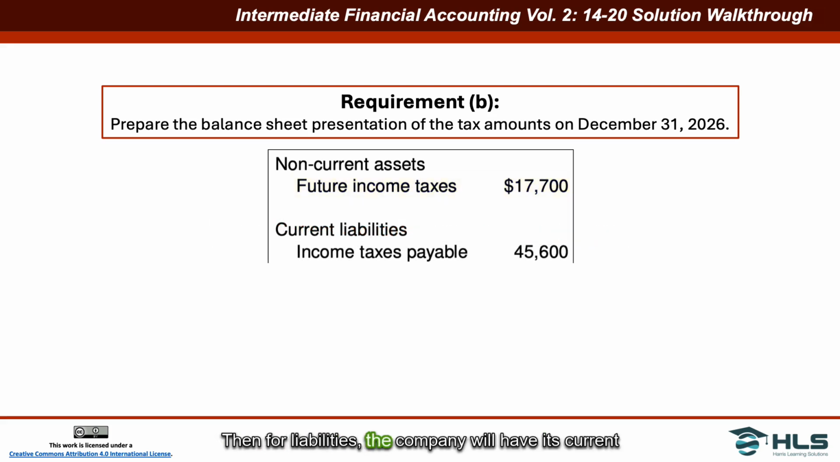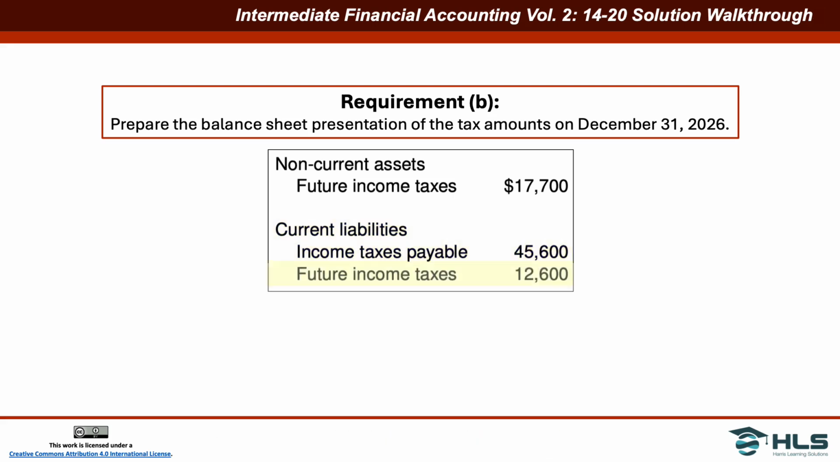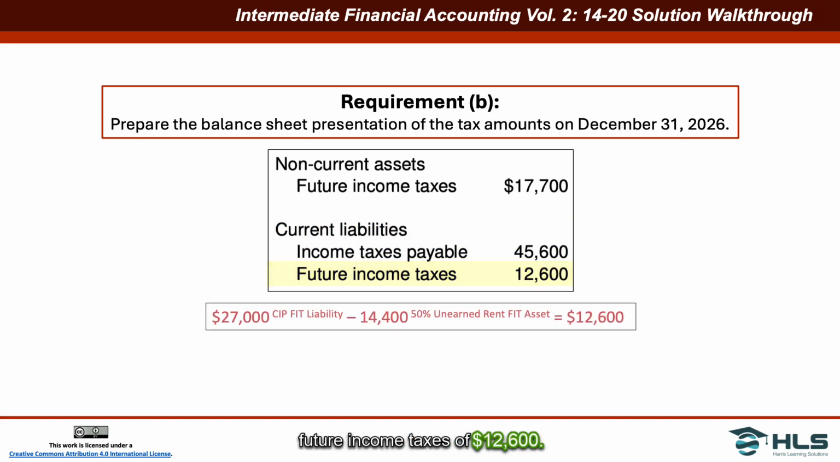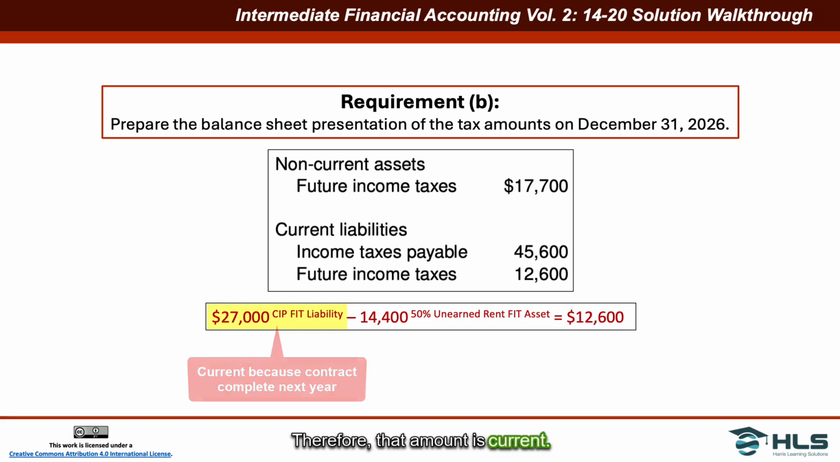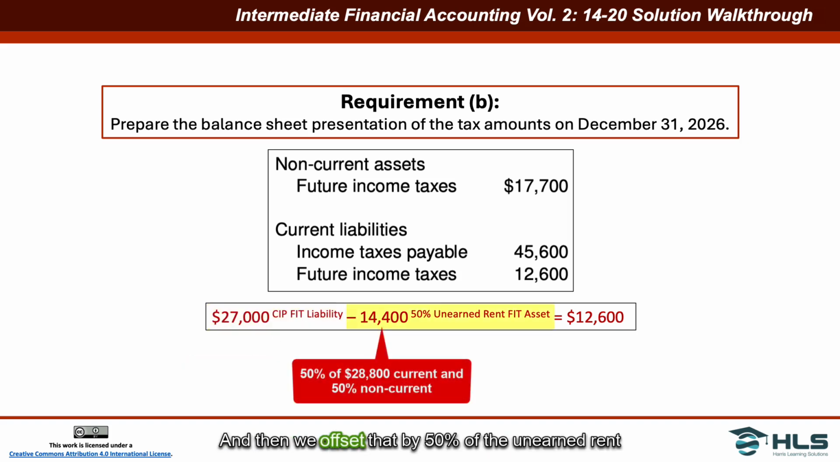Then for liabilities, the company will have its current income taxes payable of $45,600, and that comes from our reconciliation from accounting to taxable income, and that was in the first step. And then the company will have current liabilities for future income taxes of $12,600. And that's comprised of the $27,000 future tax liability related to the construction in progress, which will be completed next year. Therefore, that amount is current. And then we offset that by 50% of the unearned rent future tax asset, which was $28,800. 50% of that is $14,400.